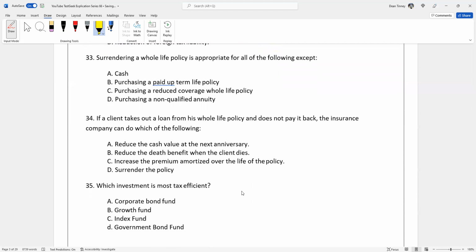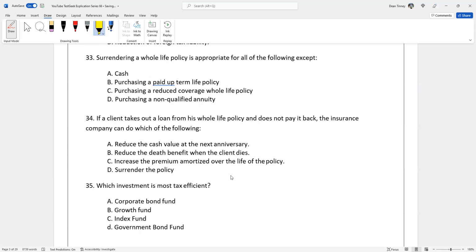Surrendering a whole life policy is appropriate for all the following except. I don't particularly like this one, but I think what Brian is getting at is we shouldn't be doing this just to get cash. So, appropriate except: to get cash.